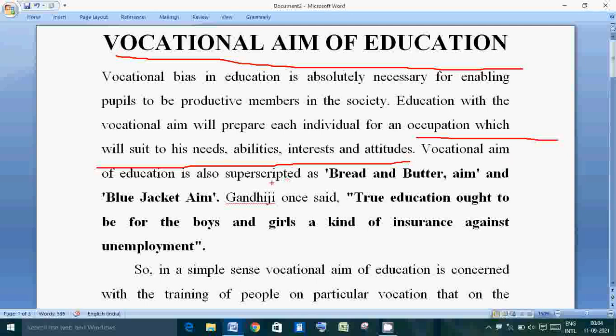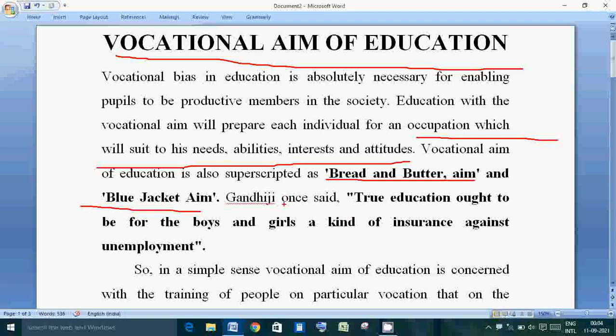Okay, so the vocational aim of education is also subscribed as the bread and butter aim. The vocational aim is also called the bread and butter aim, and the blue jacket aim. Sometimes in your examination these types of questions will come.